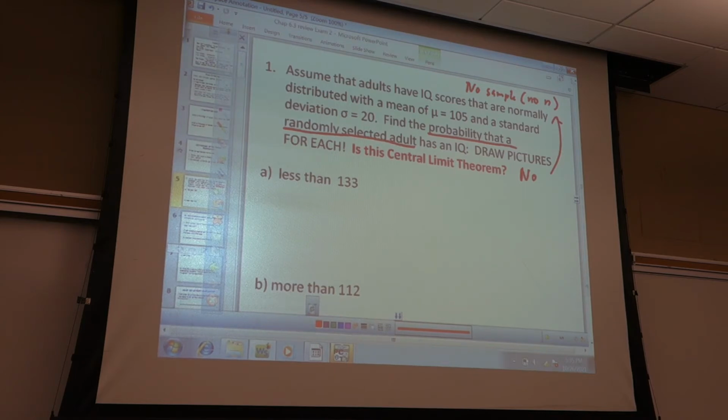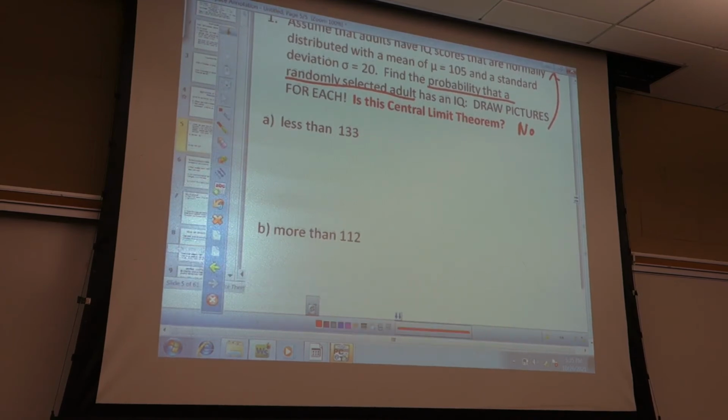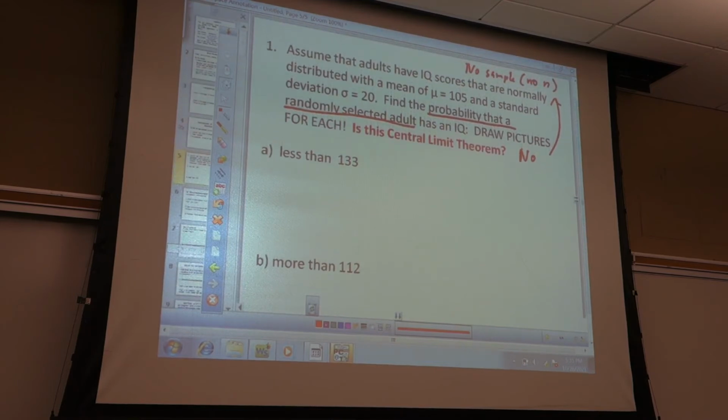Okay, so then less than 133. How do I know this is a normal distribution problem? How would you know on an exam this is a normal distribution problem? On this problem, it says that it is. Yeah, it says normally distributed. Right? So the only way that you know this is a normal distribution problem is if it says it's normally distributed.